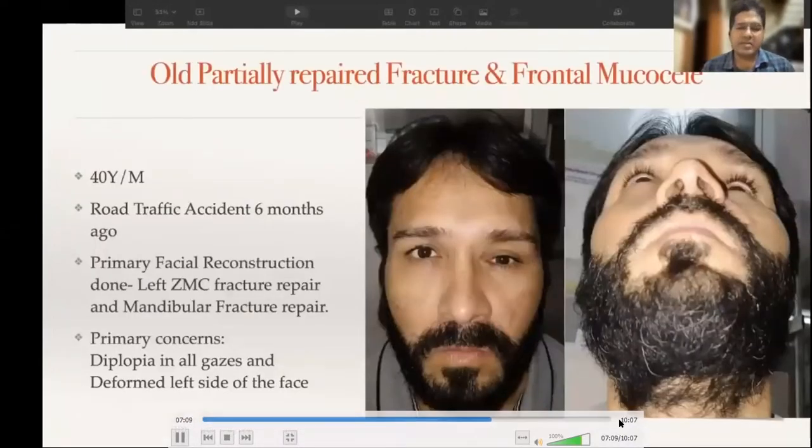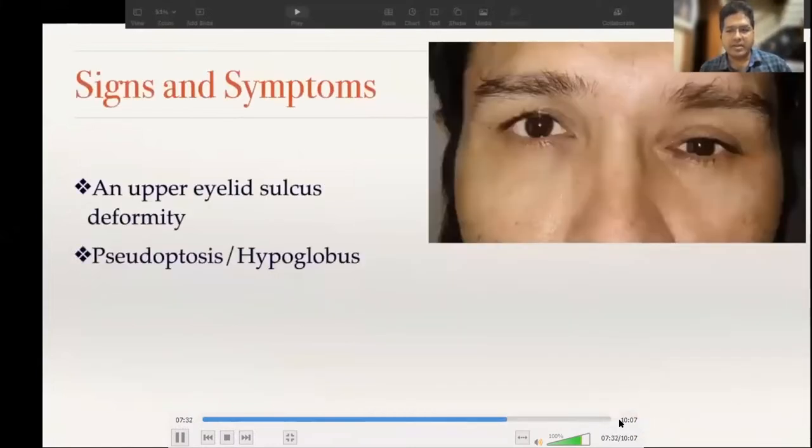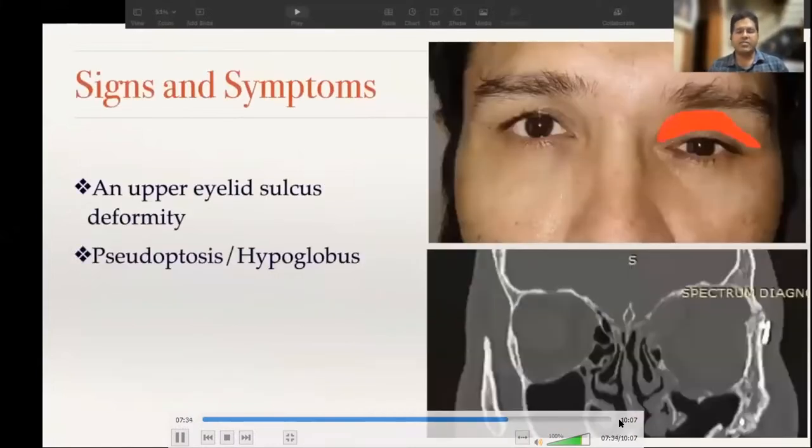This is a very interesting case where a 40-year-old had a fracture about 6 months back, and he presented to us. It was operated elsewhere by another surgeon. His primary concerns were diplopia in all gazes and the deformed left side of the face. On examination, we see that there is a significant enophthalmos on the left side. There's an upper sulcus deformity, and the sulcus deformity was basically because of the floor and medial wall fracture that we can see in the CT scan.